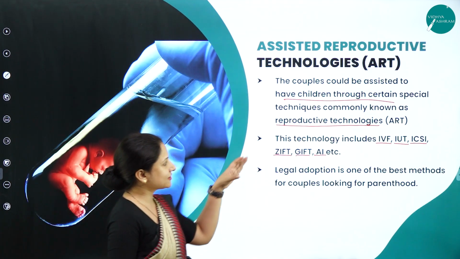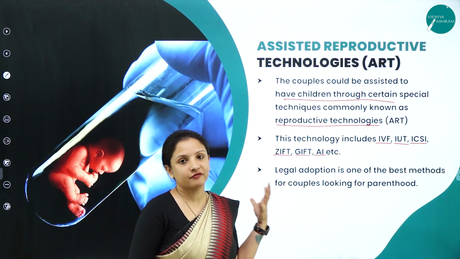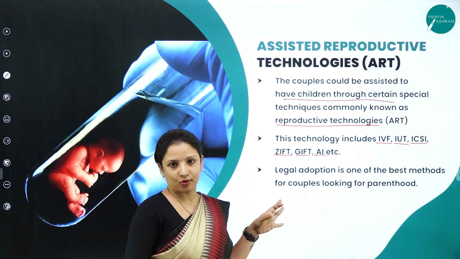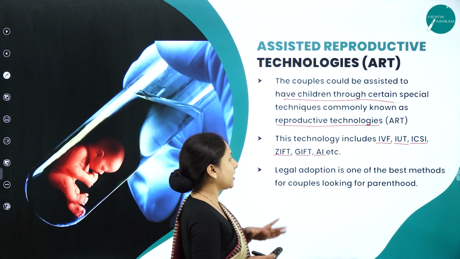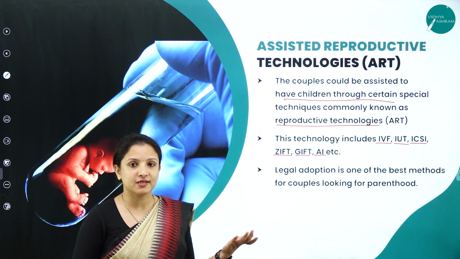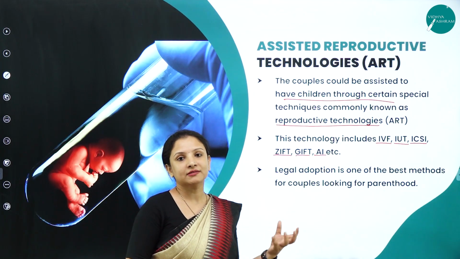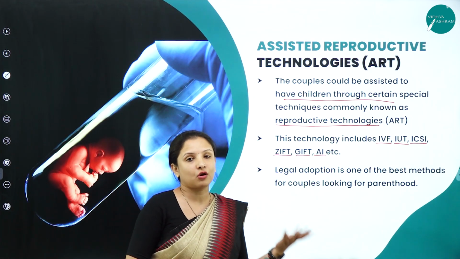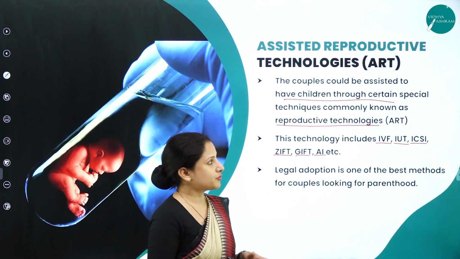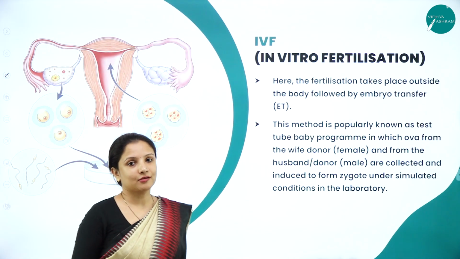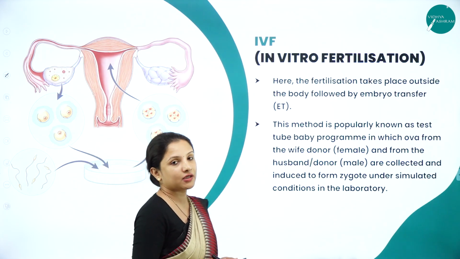If all these technologies fail, or if the couples do not have enough money to undergo these technologies, then there is one more option, that is adoption. Adoption is where the couples, through government agencies, can adopt a child through legal procedures, once all the formalities and clauses put forth by the government are met. That is legal adoption. Talking about each of these technologies one by one, first we'll talk about IVF, which is in vitro fertilization.